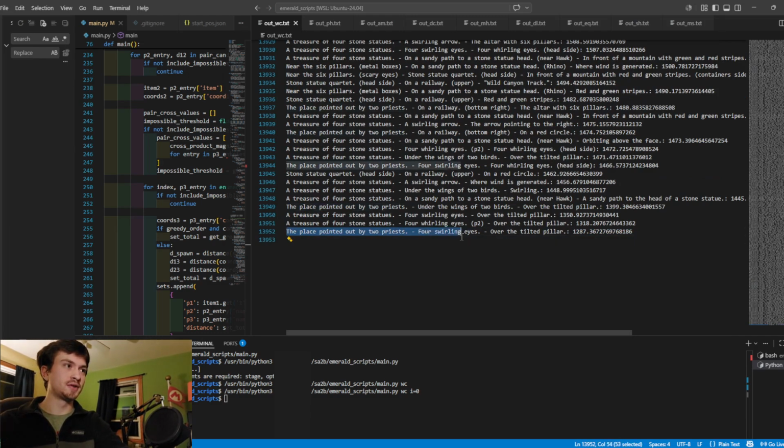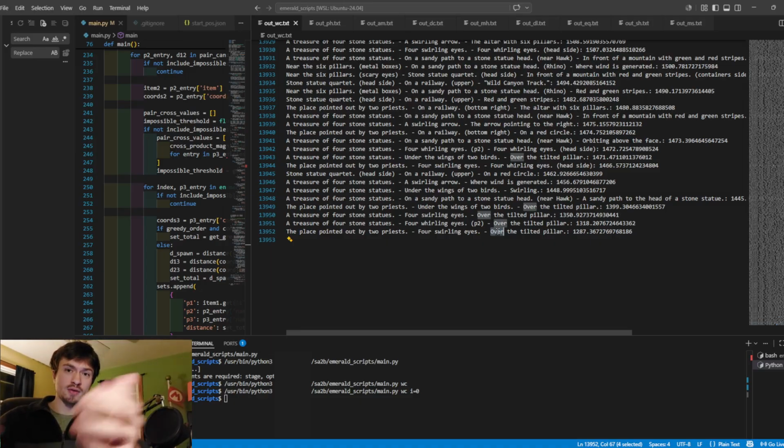Please point out by 2 priests, 4 rolling eyes. 4 swirling eyes. This is the second piece. Of course it is, it's the only one with that hint. And then over the tilted pillar. Okay, so checks out. I can theoretically spawn, but the pieces are quite close together. It is a little bit interesting that these 2 pieces spawn together. That's not very common. But it can theoretically spawn.